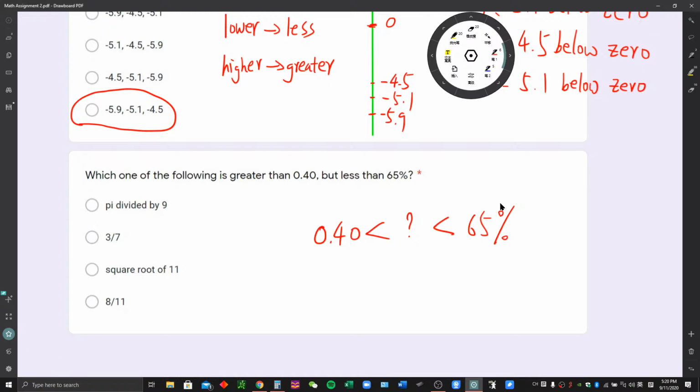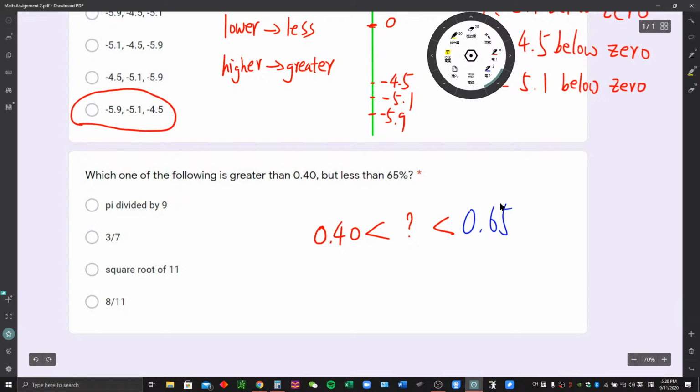Okay, to compare, the first step is we have to turn everything into decimal. So the first thing is to turn this 65% into decimal. As we said, percent means divided by 100. So this is 65 divided by 100. And if you do it on the calculator, it's 0.65. Okay, so let's use 0.65. So we are looking for a number that is less than 0.65 but more than 0.40.